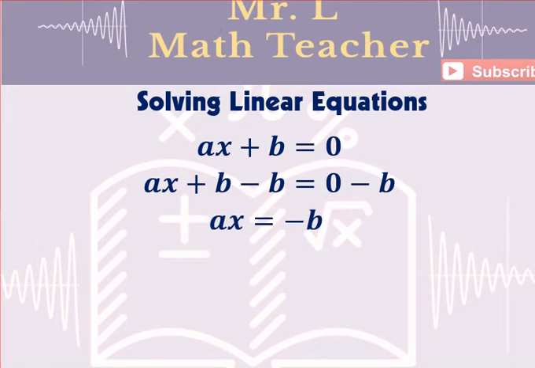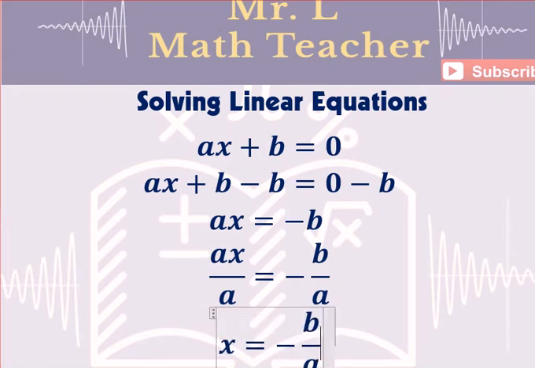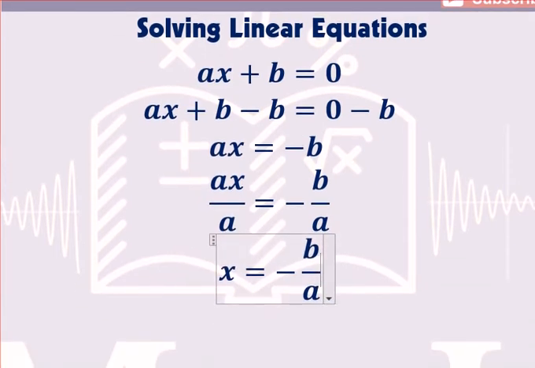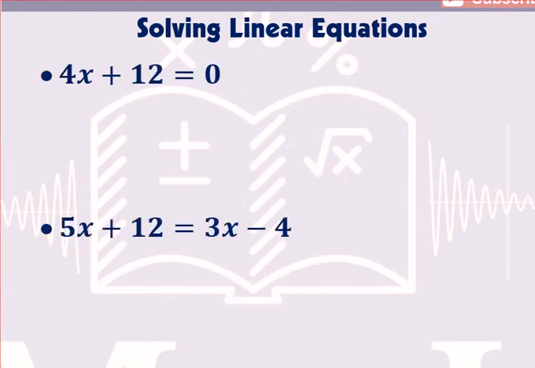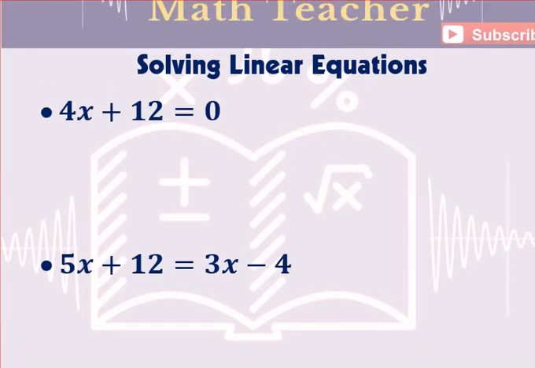Same thing guys, now I need to get rid of a, since between a and x I have multiplication, so I can divide both sides by a, and I will get ax over a is equal to negative b over a, and it follows that x is equal to negative b over a. And of course we said that a cannot be equal to 0, that's why it's safe here to divide by a. And as you see here, a and a will cancel each other.